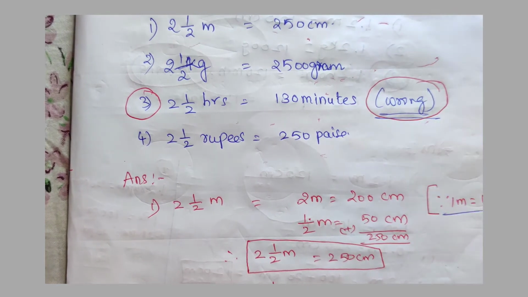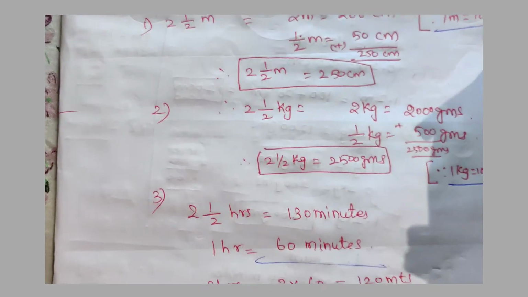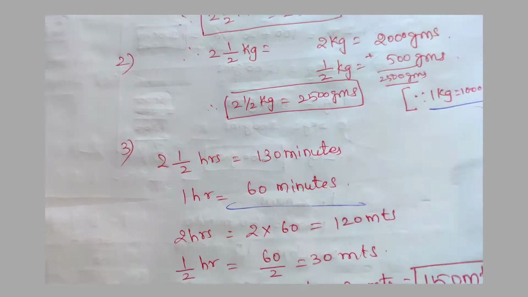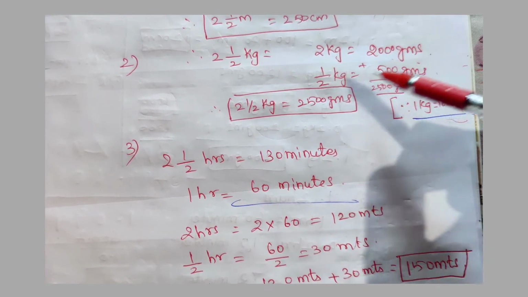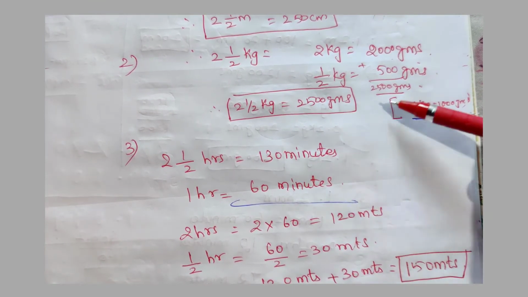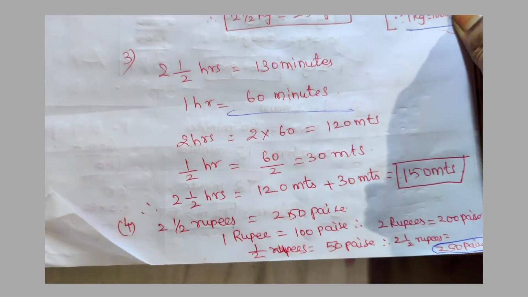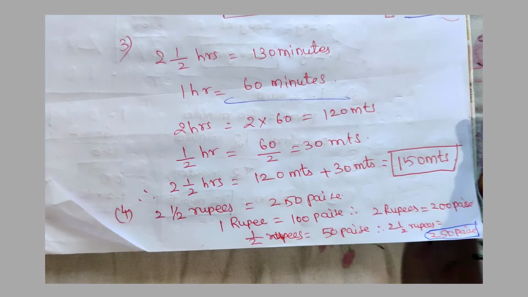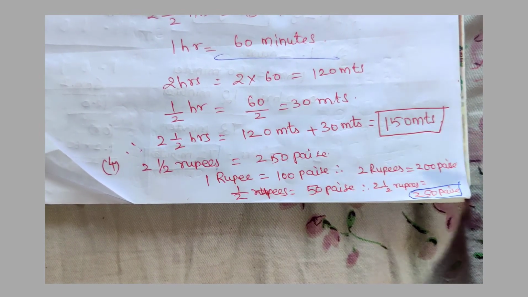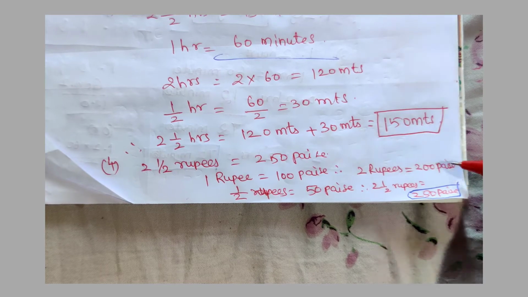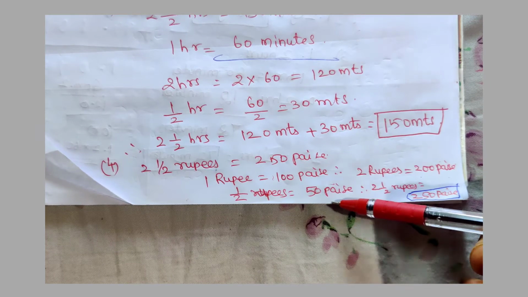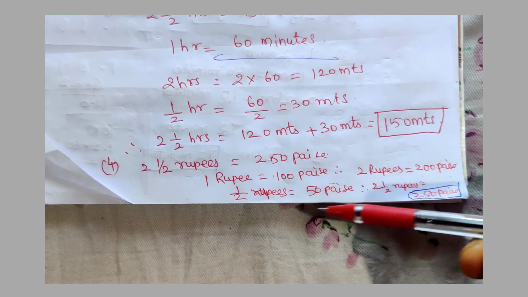Okay, then second option, 2.5 kg is equal to 2500 grams. So 1 kg is 1000 grams. So 2 kg is 2 into 1000, 2000 grams. Half kg is 500 grams. So when you are adding it, 2500 grams. So that also is correct. Next, before moving on to the third option, I will explain the fourth option. 1 rupee is equal to 100 pies. 2 rupees means 200 pies. Half rupee means 50 pies. Okay, 100 divided by 2 is 50.